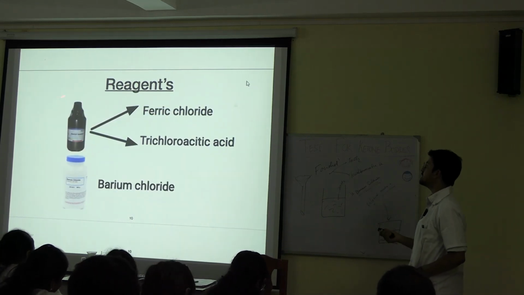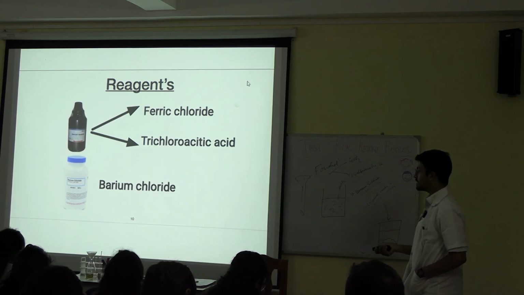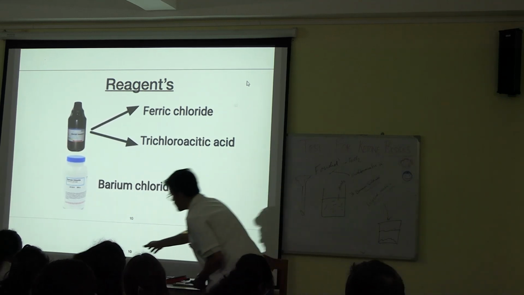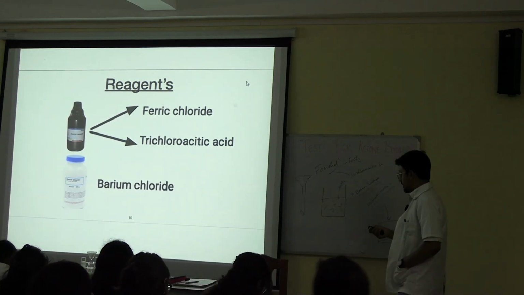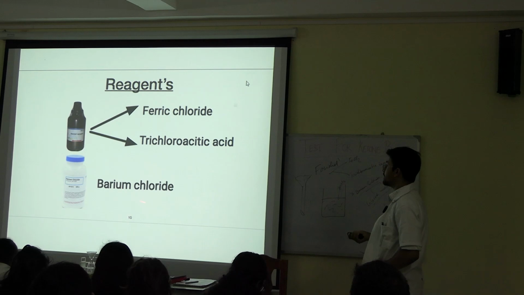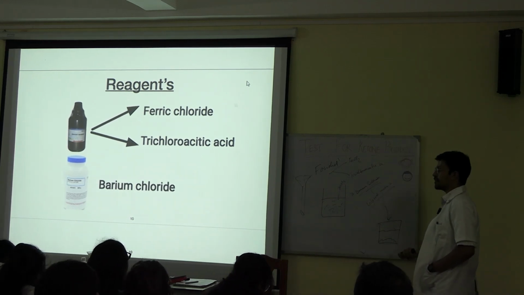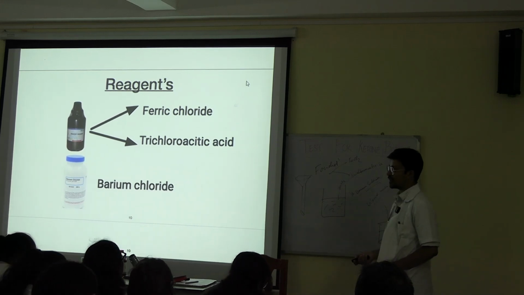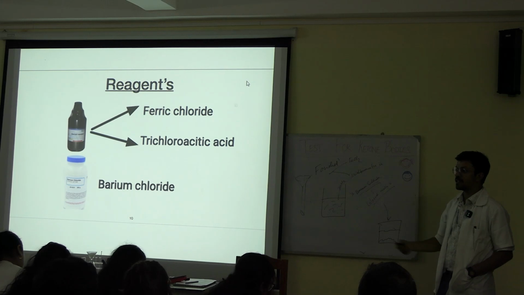Now, this is the reagent. The Fouchet reagent contains what? Ferric chloride and trichloroacetic acid. You can see it on the bottle over here as well. This is Fouchet. This is glacial acetic acid. And another one is the barium chloride. These two are the things that we require. Glacial acetic acid or magnesium sulfate, I did not add over here because you can use either of them. The purpose is to settle down the bilirubin if there is anything in the circulation.